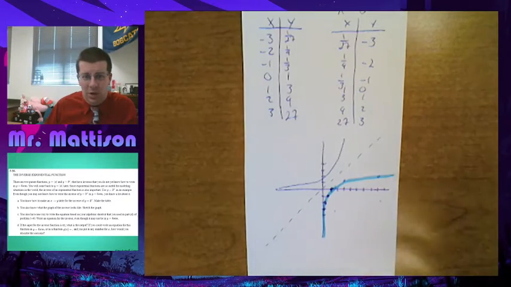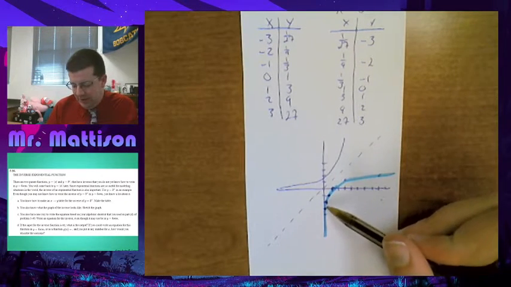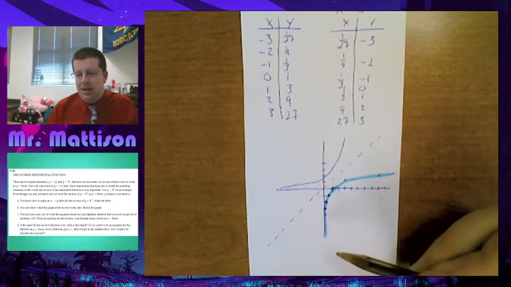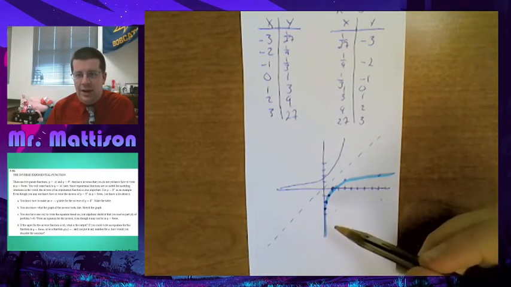Now, a few things to kind of note on it. We do kind of follow this asymptote down. That's because we can't ever get a 0 or a negative out of this.